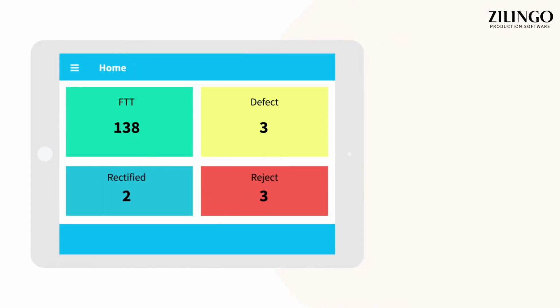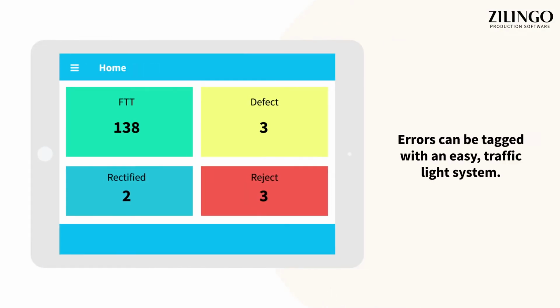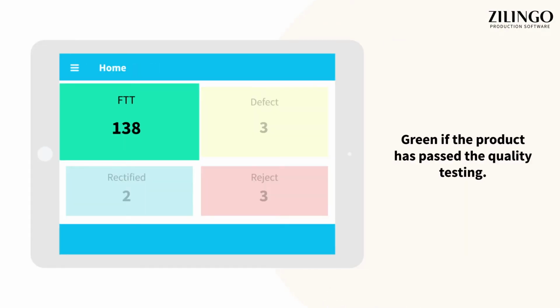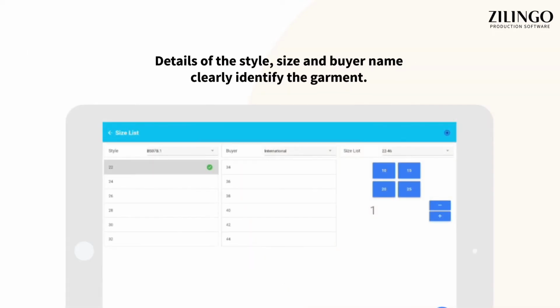Errors can be tagged with an easy traffic light system. Green if the production has passed the quality testing. Details of the style, size, and buyer name clearly identify the garment.